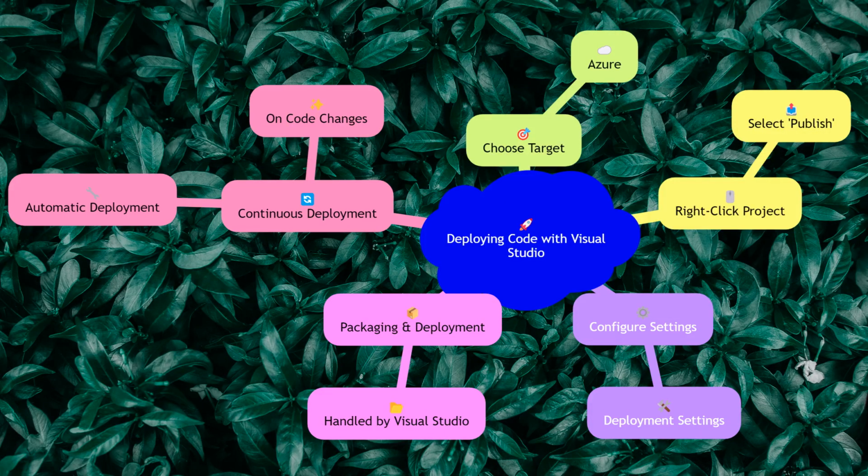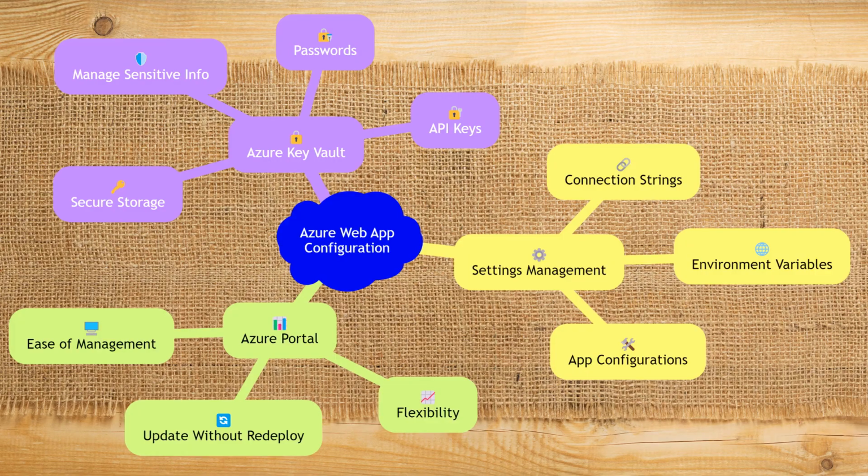Visual Studio provides built-in tools for deploying code to Azure web apps. By right-clicking on your project and selecting Publish, you can choose Azure as the target and configure the deployment settings. Visual Studio will handle the packaging and deployment of your application, making it a convenient option for developers who are already using this IDE. Additionally, Visual Studio supports continuous deployment, allowing you to automatically deploy your code whenever changes are made.